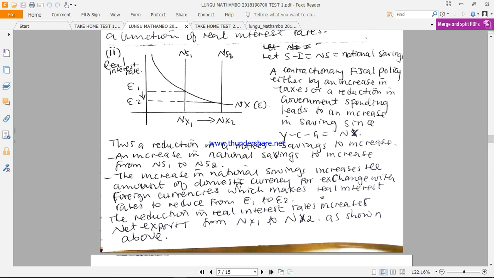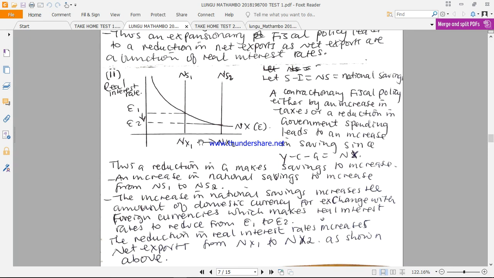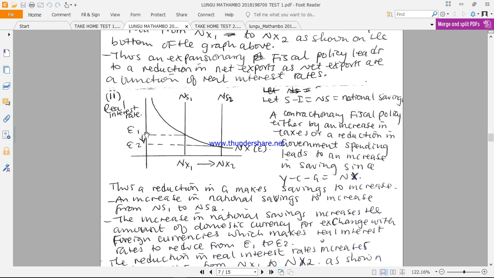So I say that the increase in national savings increases the amount of domestic currency for exchange with foreign currencies, which makes the exchange rate, I meant to say exchange rate, reduce from E1 to E2. Initially our exchange rate was there because we had a smaller amount of kwacha. That is why the price for kwacha was very high. But now that we have more kwacha available, we must expect the price for kwacha to reduce.